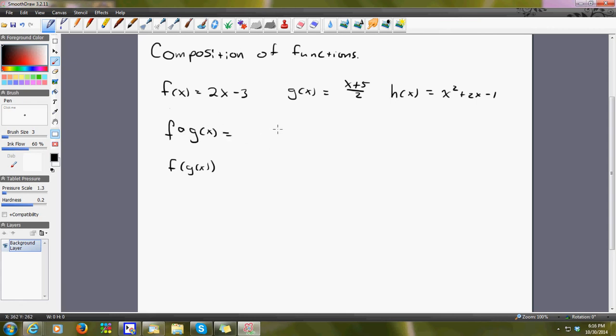What it means is I take g of x first, which is here, (x plus 5) over 2, and I'm going to plug it into my function f. So I have 2 times x, but what is x? It's g of x. So it's going to be 2 times (x plus 5) over 2, and then minus 3. My 2 is here, my minus 3 is here, and my x is really g of x. So when I do that, my 2's will cancel. I'm left with x plus 5 minus 3, which is x plus 2.